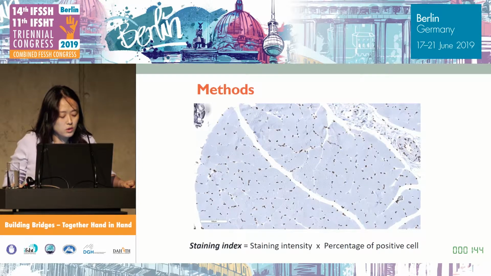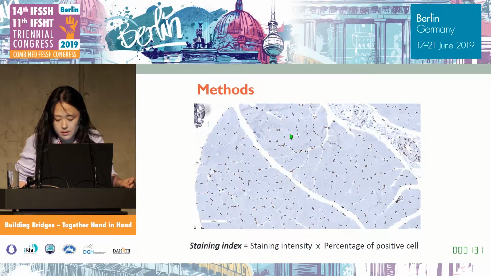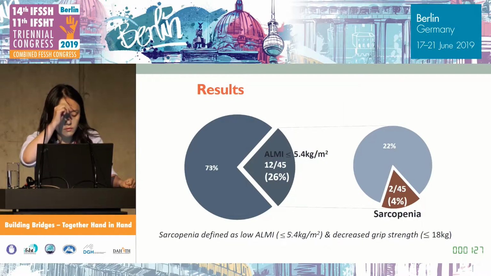For the immunohistochemical analysis, we defined staining index, which is the multiplication of staining intensity and the percentage of positive cells. As you can see here, the dark ones are the cells that are stained, and the blue ones are the cells that are not stained. For the results, a total of 45 patients were included in the study, and 12 patients showed a decreased lean mass. Out of 45 patients, only 2 patients were diagnosed with sarcopenia, which is defined as low lean mass index and decreased grip strength.